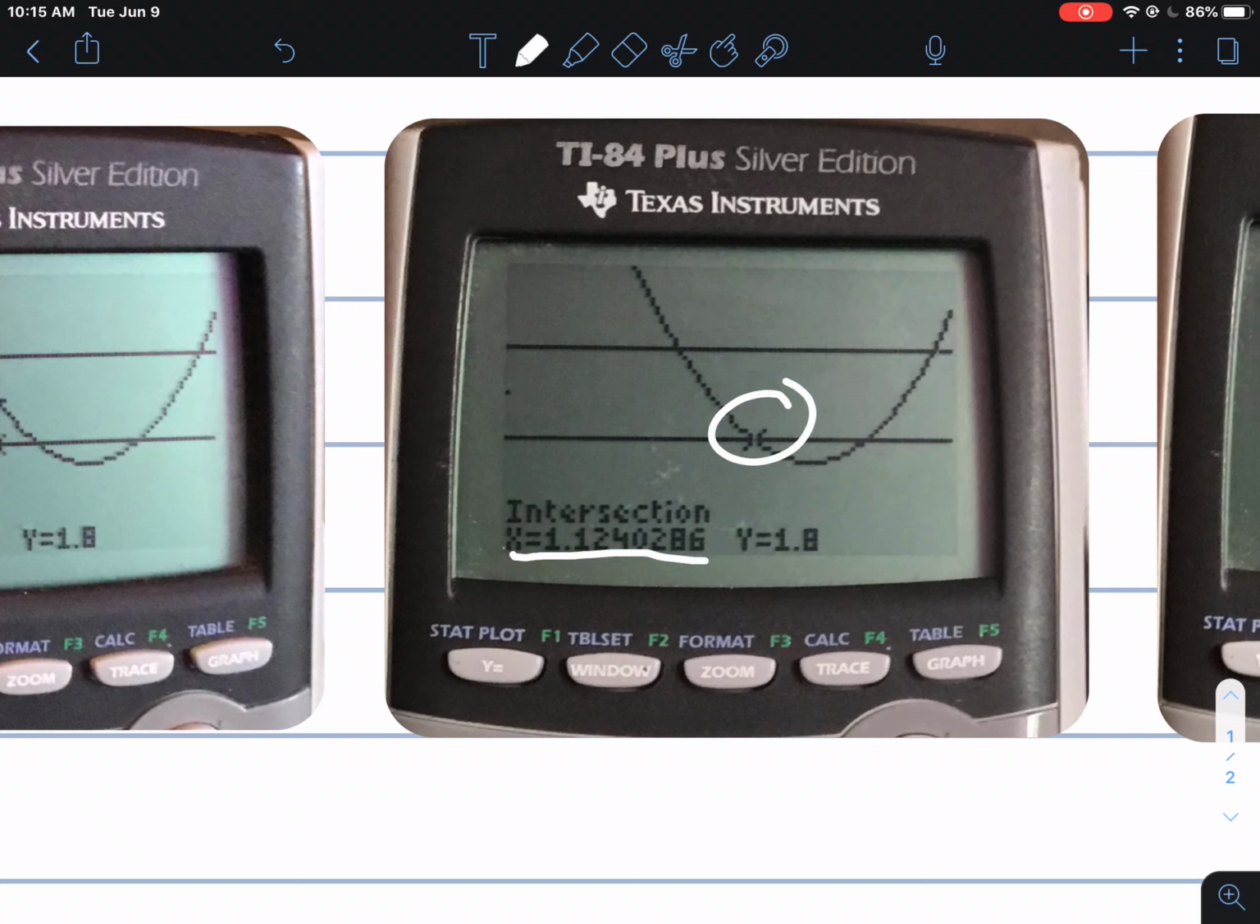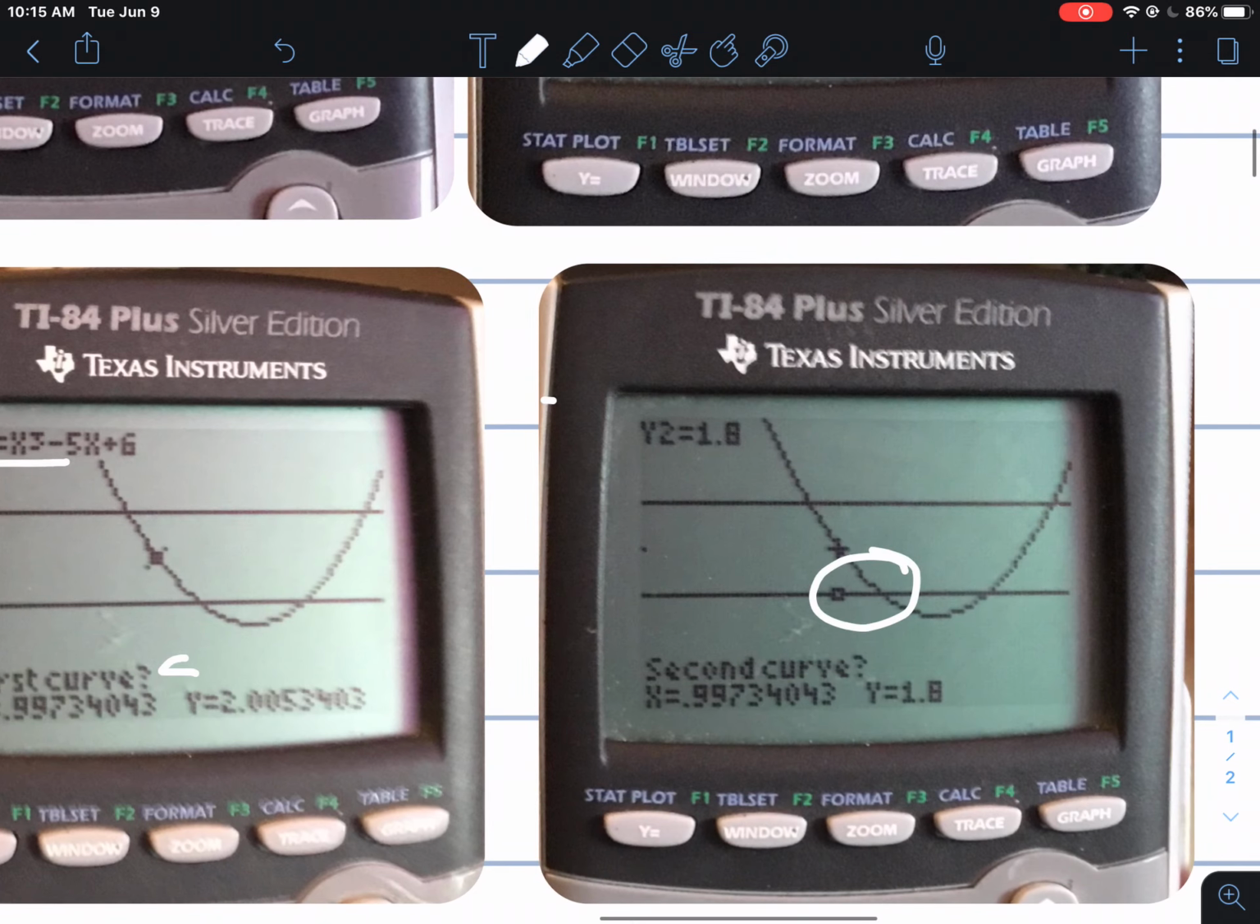Okay? And then we're going to repeat the same process to find this other point of intersection. Remember, this is our 1.8, this is our 2.2, and this is our function. I want to know the points of intersection between our function and those two boundary lines. So we repeat exactly the same process.